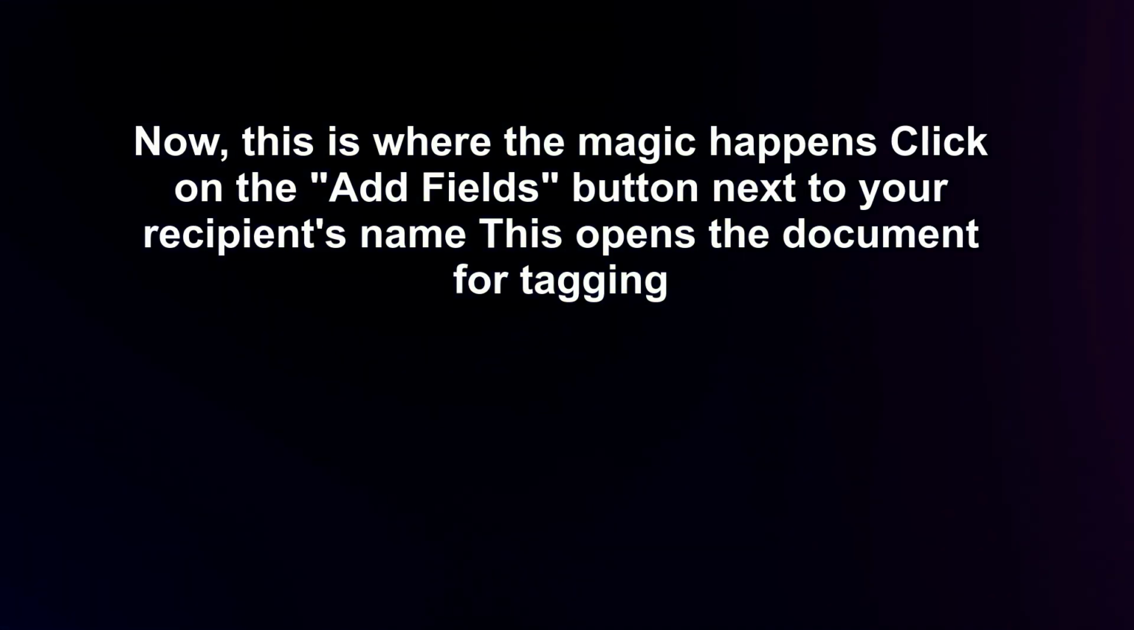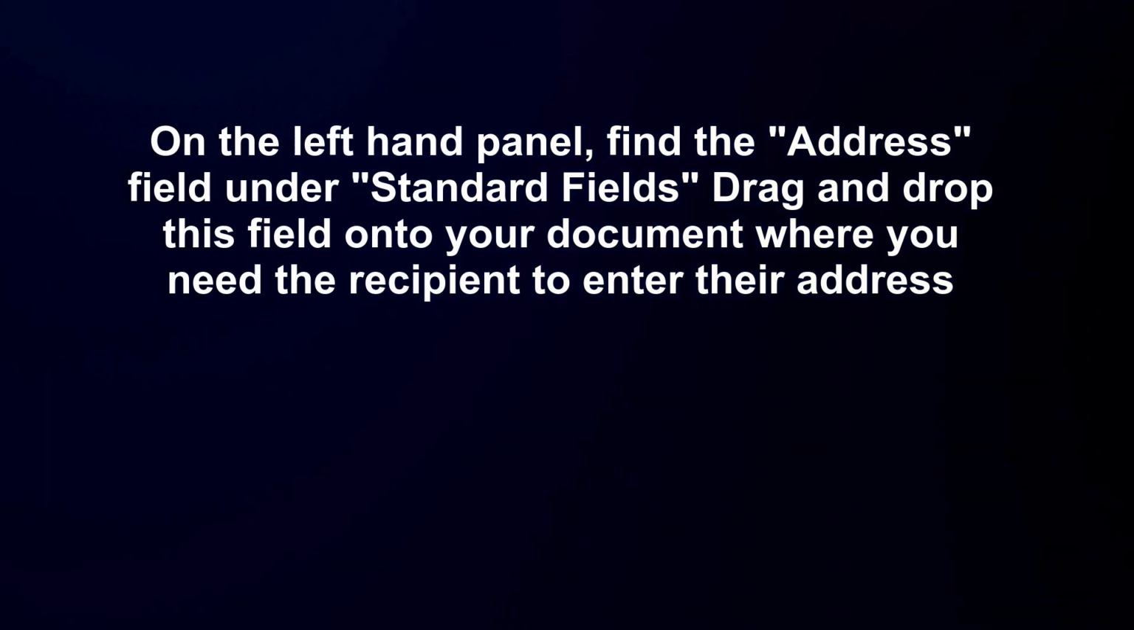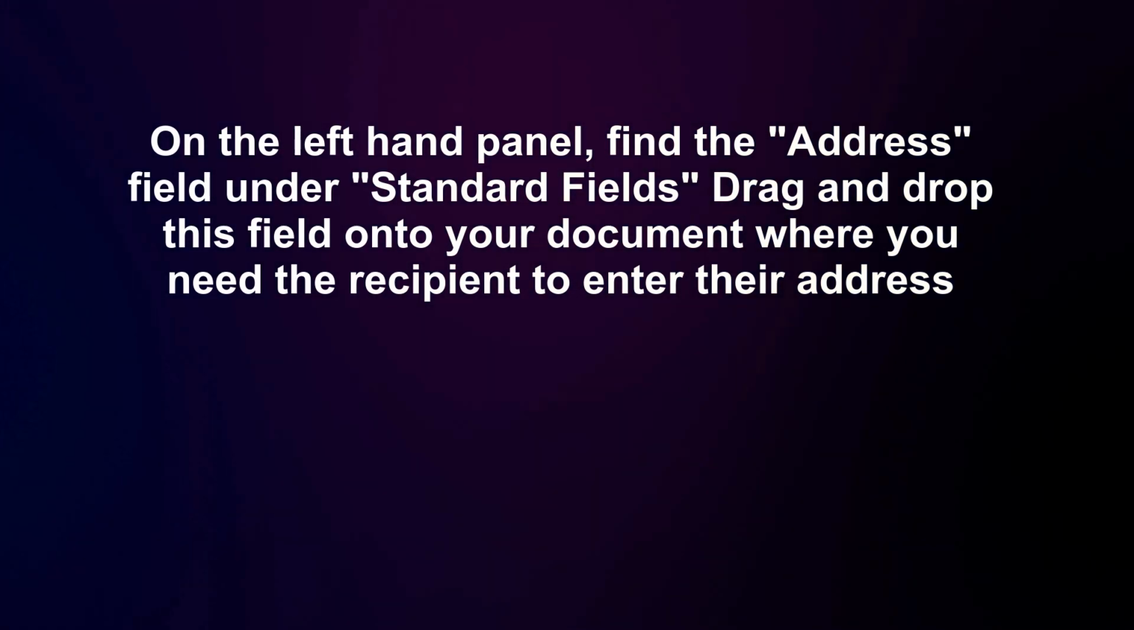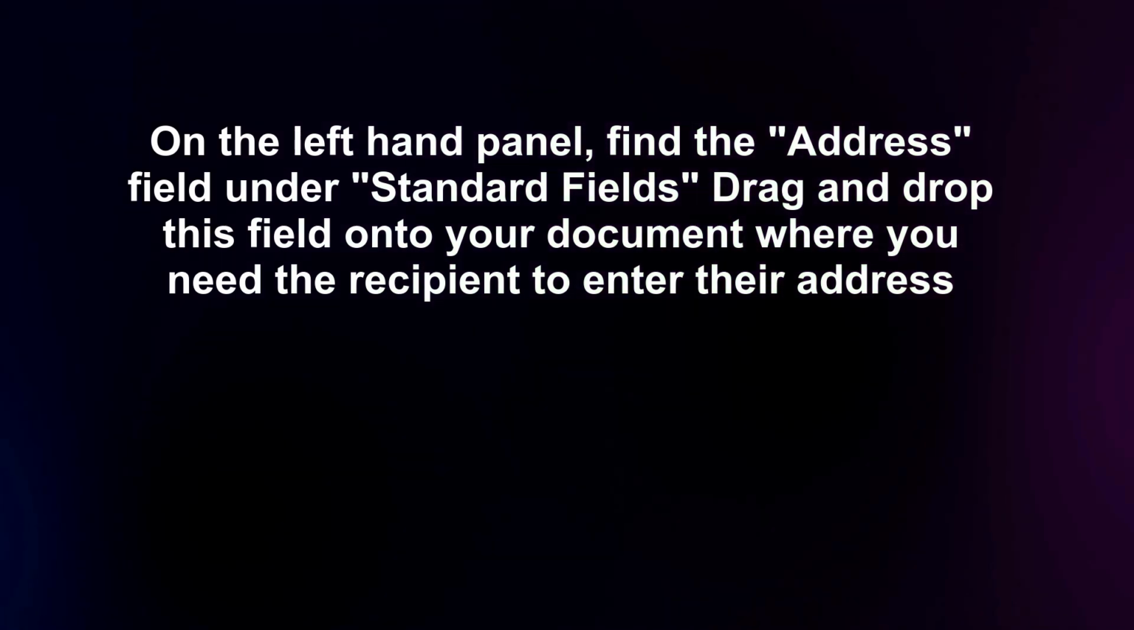Click on the Add Fields button next to your recipient's name. This opens the document for tagging. On the left-hand panel, find the address field under Standard Fields. Drag and drop this field onto your document where you need the recipient to enter their address.